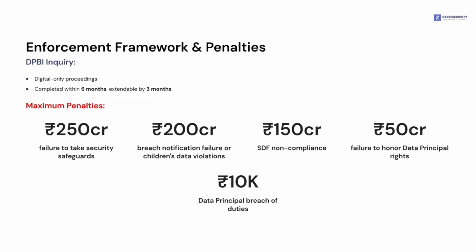Finally, enforcement. Enforcement and penalties. Enforcement under the DPDP Act is digital only. Investigations are completed within 6 months, extendable by 3. Penalty buckets include 250 crore security failures, 200 crore breach or children's data violations, 150 crore SDF noncompliance, 50 crore user rights failures, and 10,000 data principal duty breaches. To see real scenarios of how these fines may apply, tap the I button that just appeared.